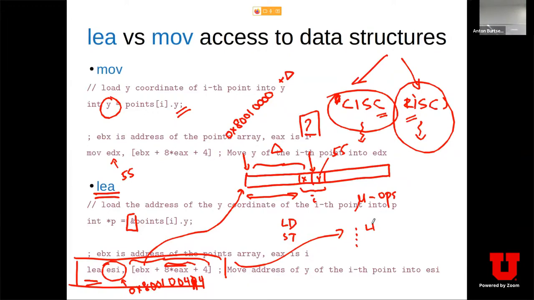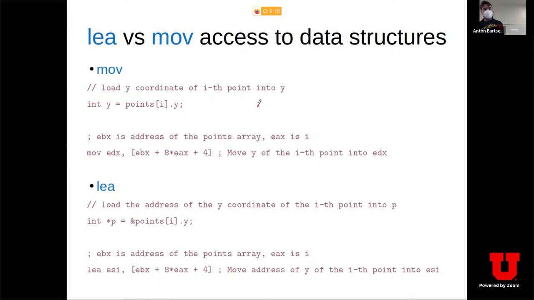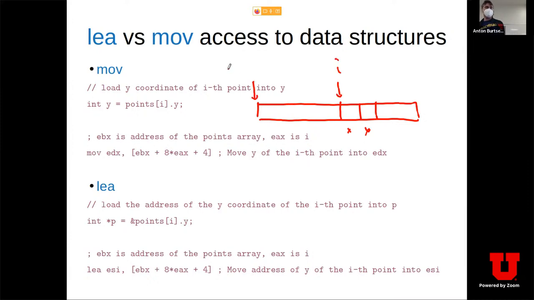Question. Yeah, I still haven't really understood. Yeah, let me just, so imagine this is the array which we're talking about, right? This is the point which contains X and Y, right? The beginning of the array, imagine its address is 8000000, right? So what move is doing, it places the result in the EDX register here. Imagine you have 55 here. Move will place 55 into the EDX register.